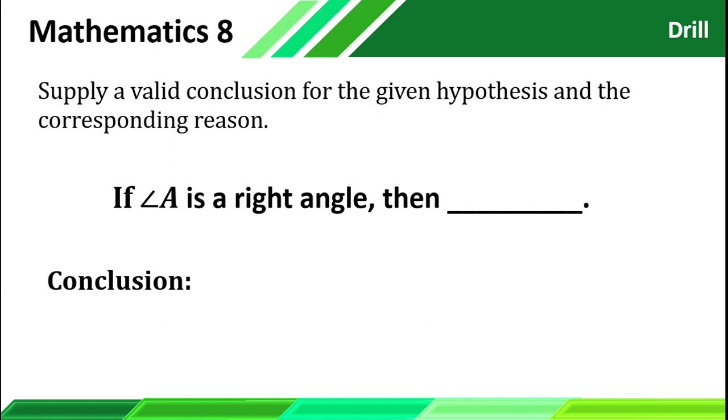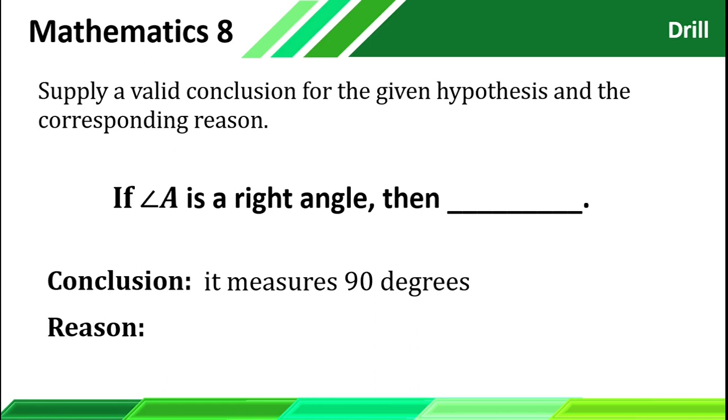Let's supply a valid conclusion for the given hypothesis and corresponding reason. So if angle A is a right angle, then the conclusion is it measures 90 degrees. What is the reason behind that? That is from the definition of right angle. We know that when an angle is right, it measures 90 degrees.